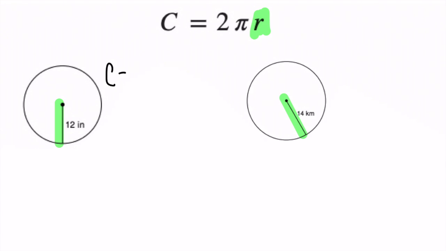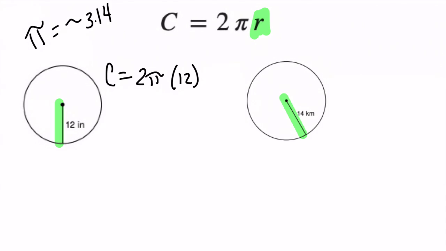So to get circumference, we have 2 pi times radius. And pi you'll be able to find in your calculator. Pi equals about 3.14, but if you put it in your calculator, it's going to be the most accurate. So 2 pi times 12, I can plug this straight into my calculator exactly like this. 2 pi times 12 will give me 75.40 inches.